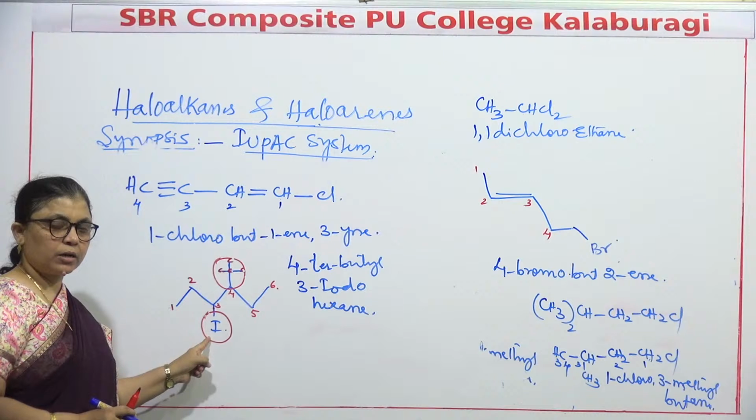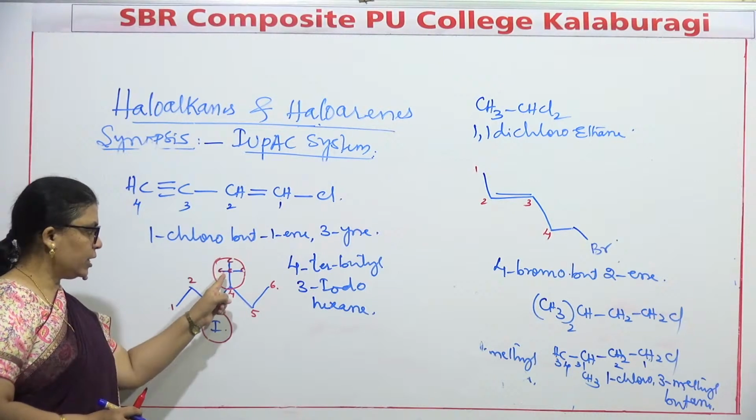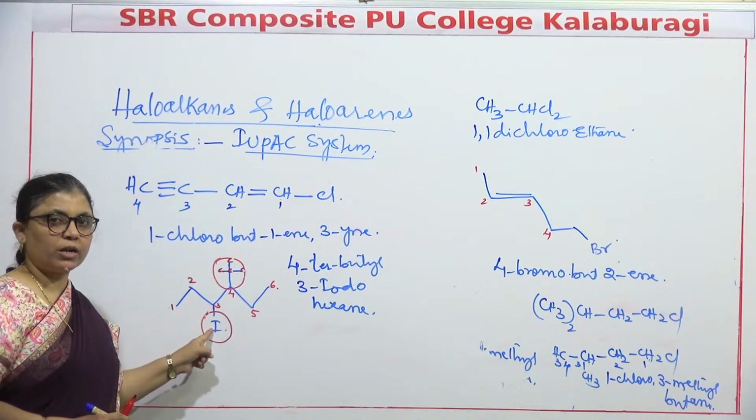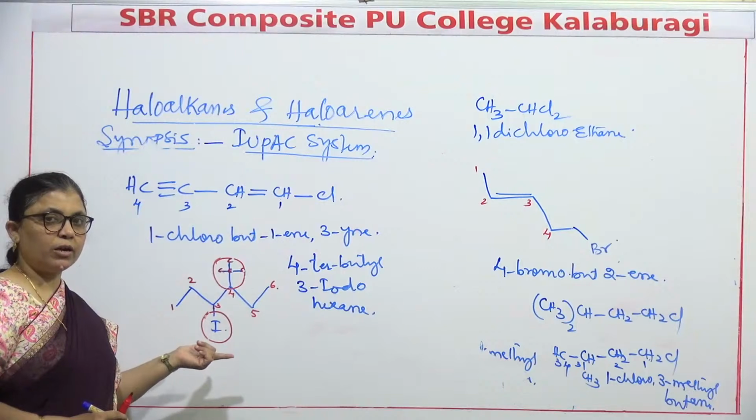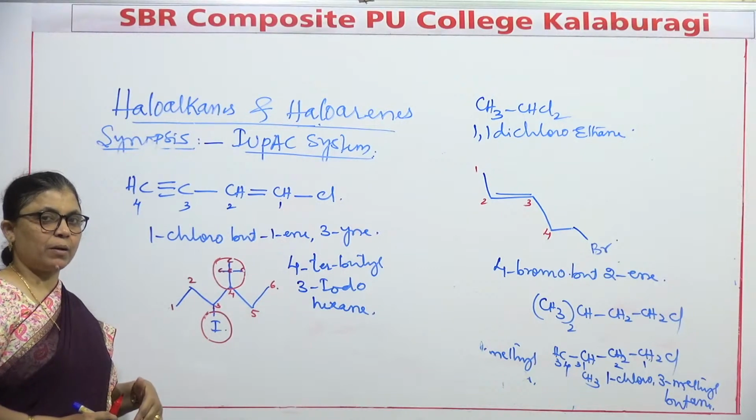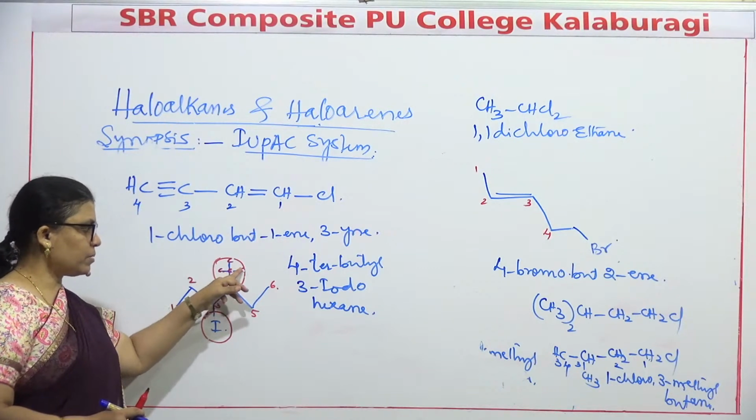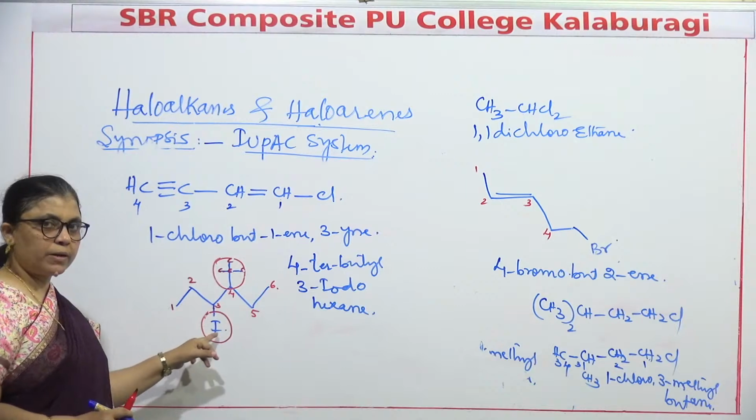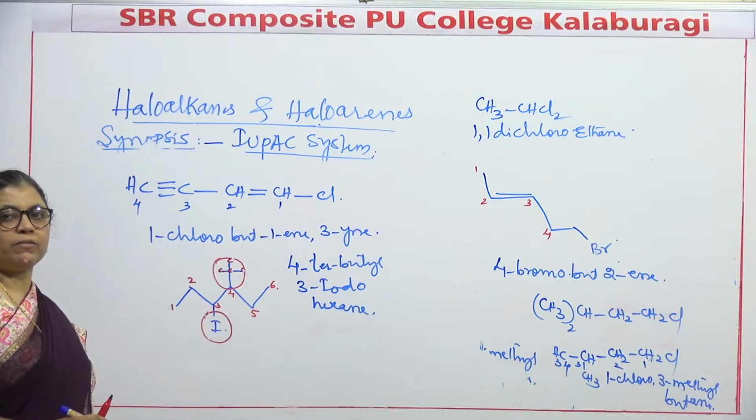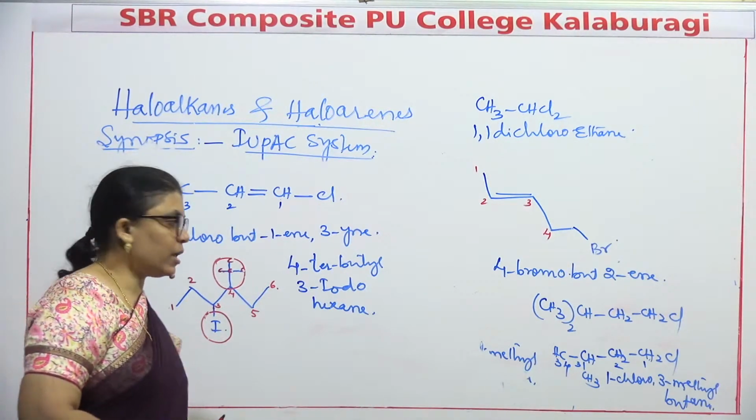Alphabetical order, correct? This will be butyl and this will be iodo. In alphabetical order, B will come first, I will come next. Fourth carbon atom, tertiary butyl. Third carbon atom, iodo, and the name is hexane. Name is what, children? Hexane.